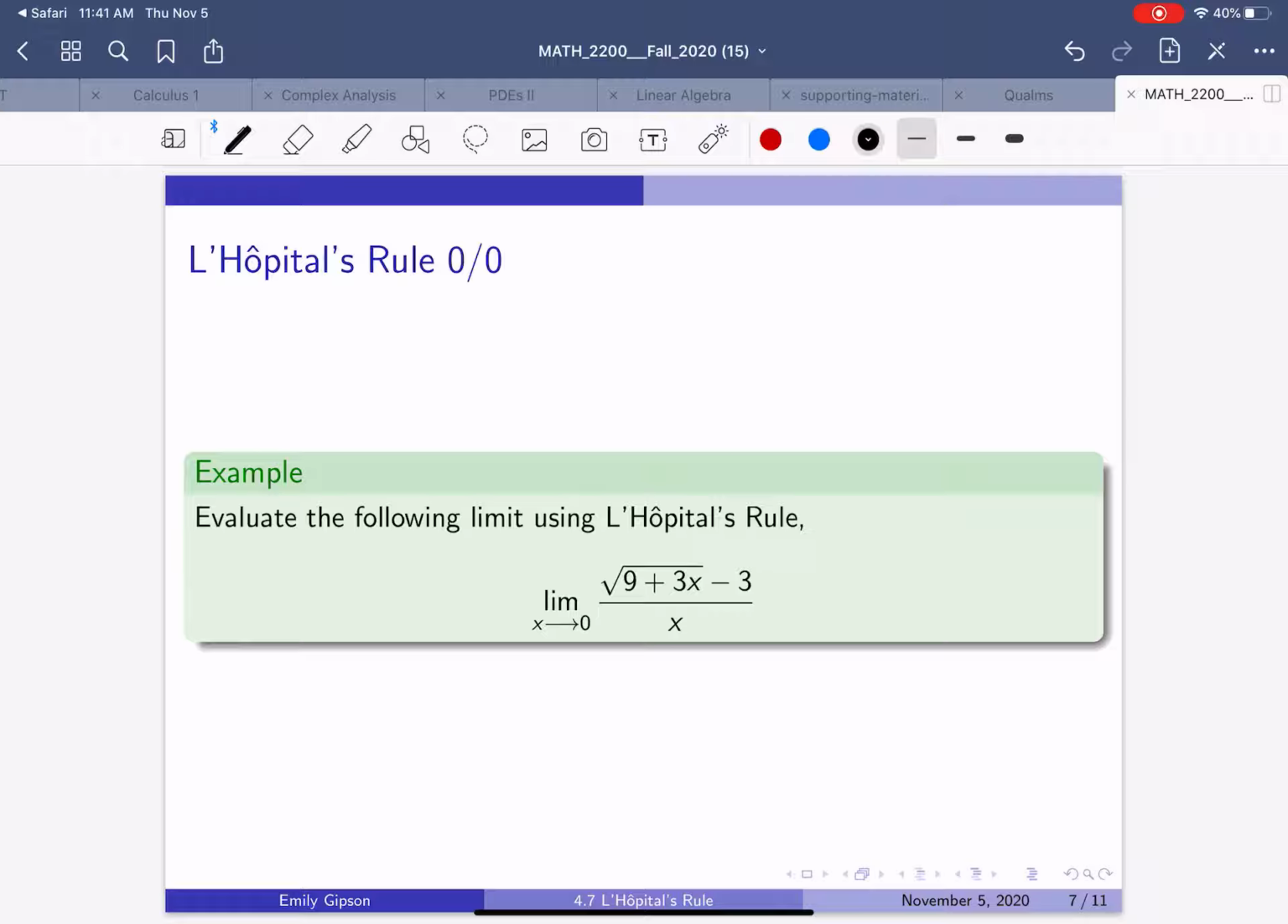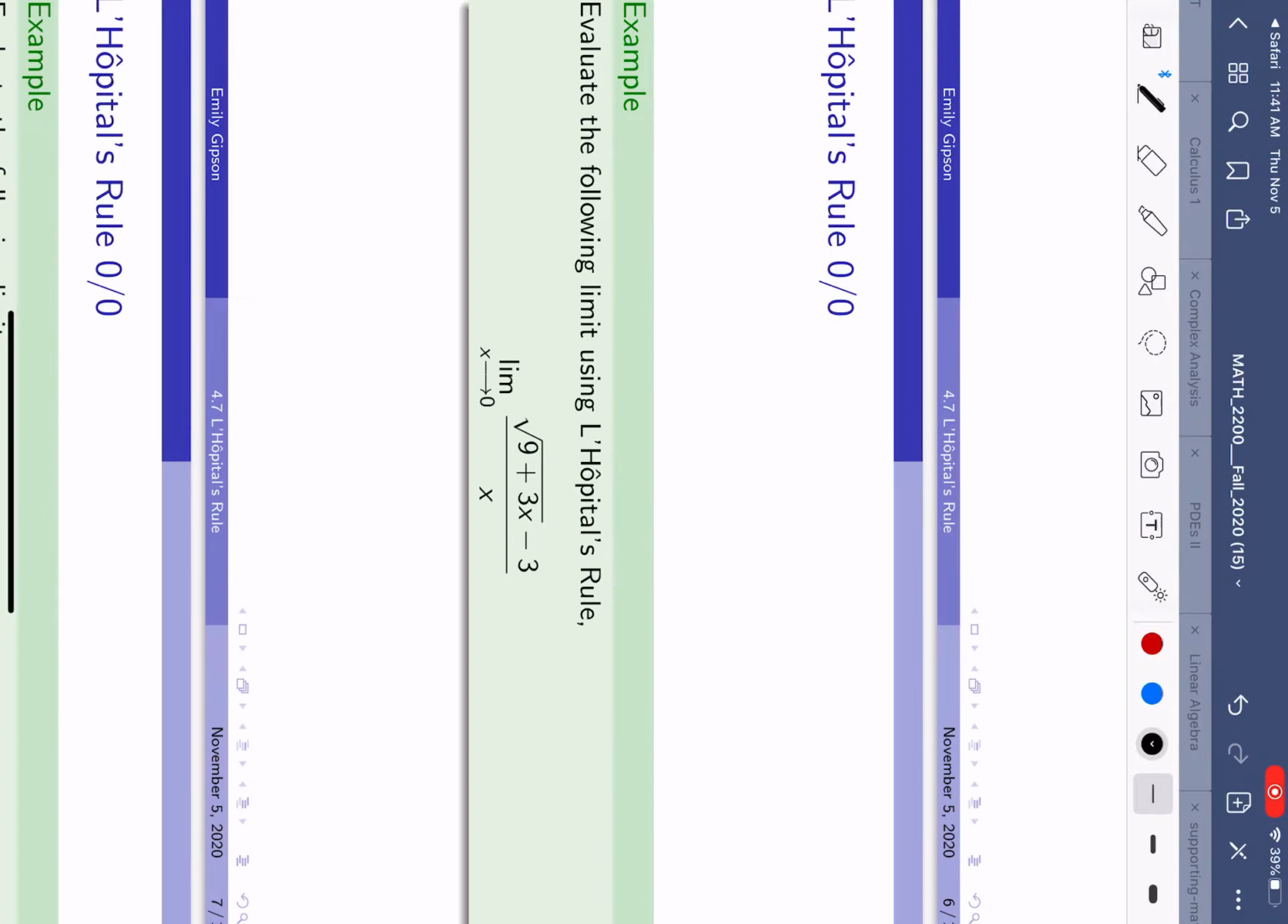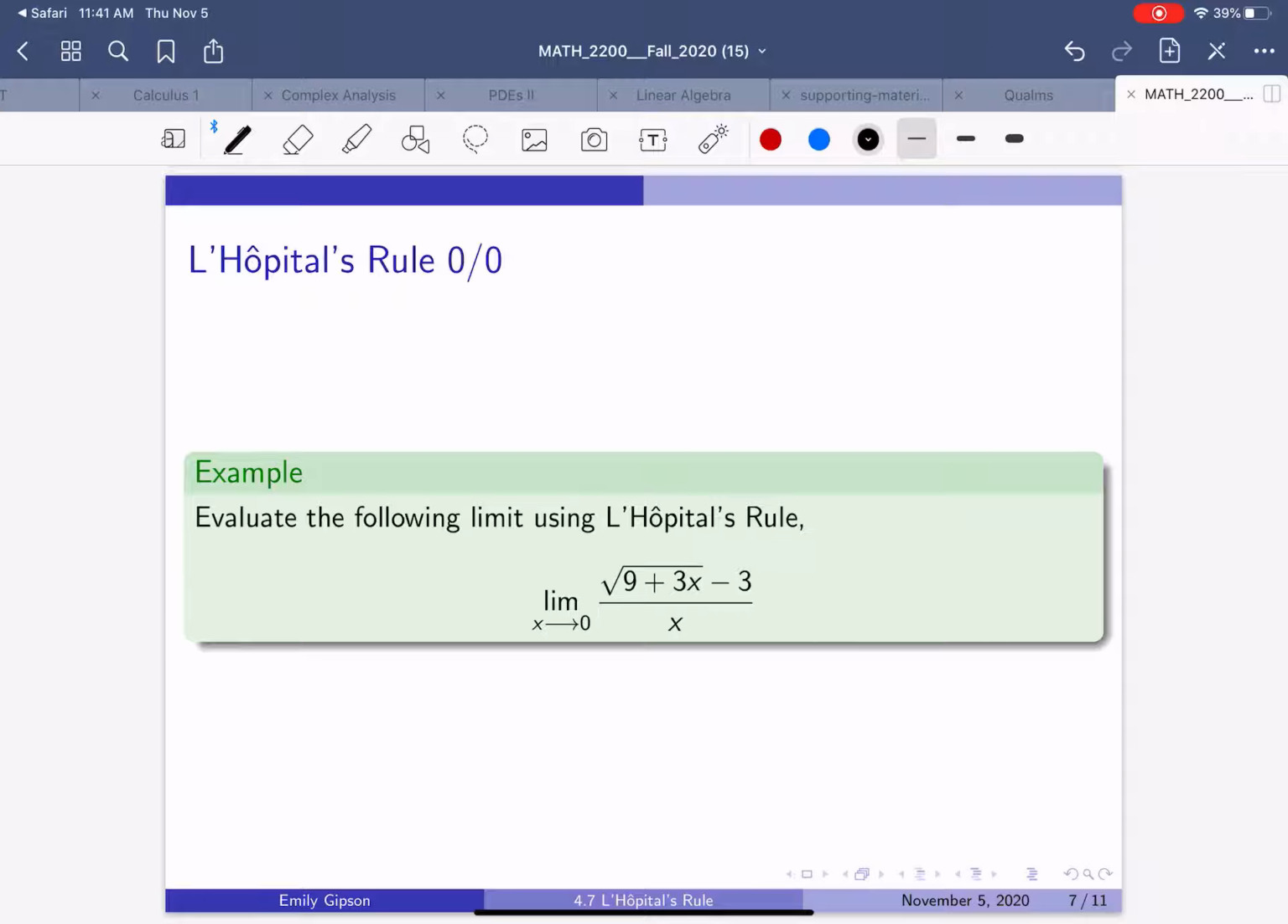I'm sorry, I understand what I wanted to do here. I wanted to give you this as an example for you to work on. The answer should be 1 over 2. So go ahead and work on this example, and if you don't get 1 over 2, email me and we can work through it together.